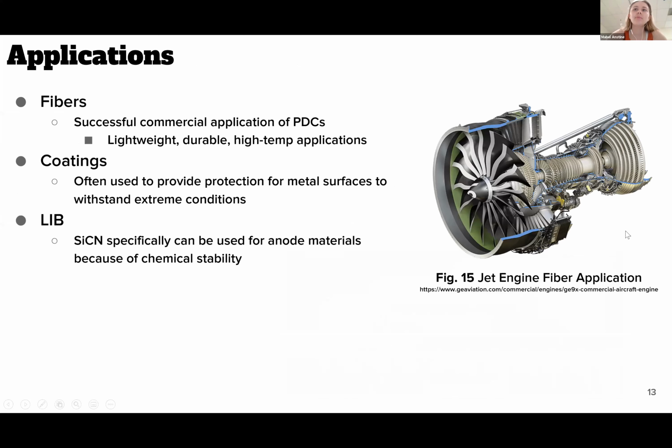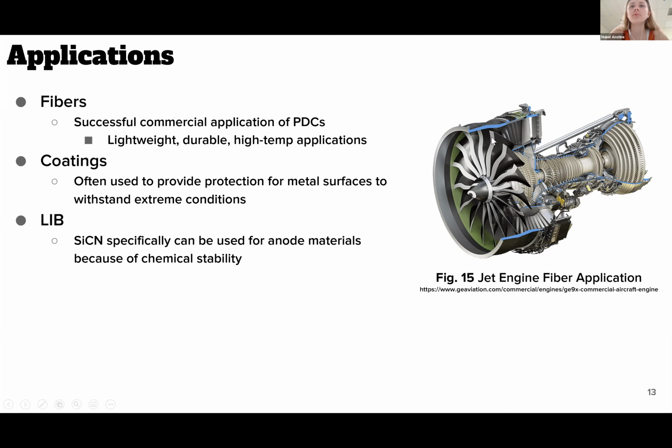And then lastly, I'm going to talk about some applications. So fibers are one of the most successful commercial applications of PDCs because they're lightweight, they're durable, and they can withstand very high temperatures. So in figure 15 here, I have a picture of a jet engine, and some of these components can be reinforced by fibers or by ceramic matrices.